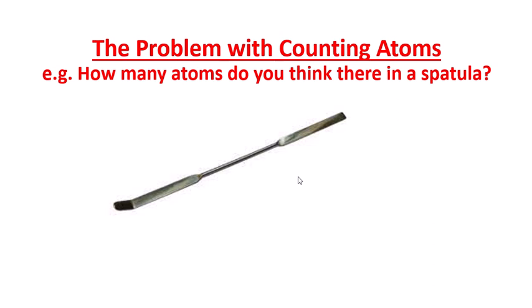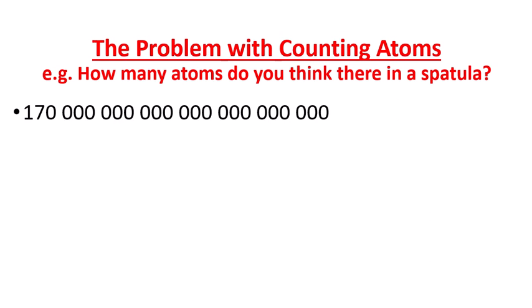Okay, so what's the problem with counting atoms? What I usually start with is something familiar. In the chemistry lab, I grab something like a spatula and say, how many atoms do you think there are in a spatula? Usually there's a variety of guesses. When we actually show it, there's the number there. About 170,000 million million, whatever that number is actually properly called. But it's a huge, huge number.